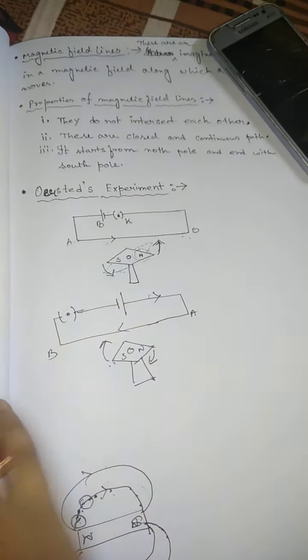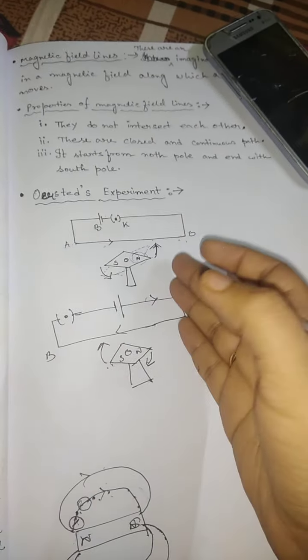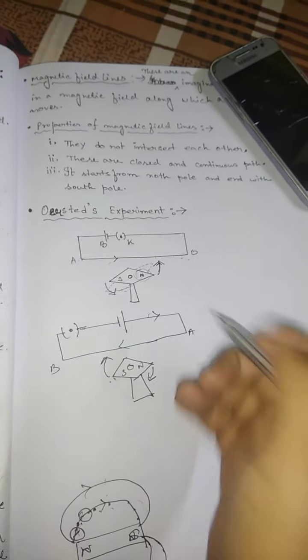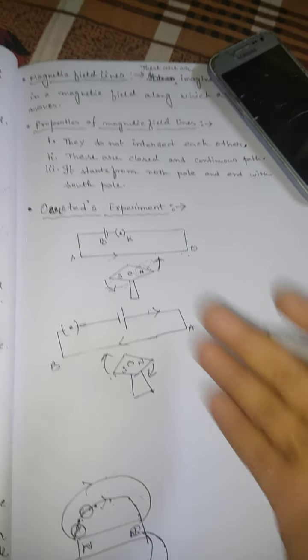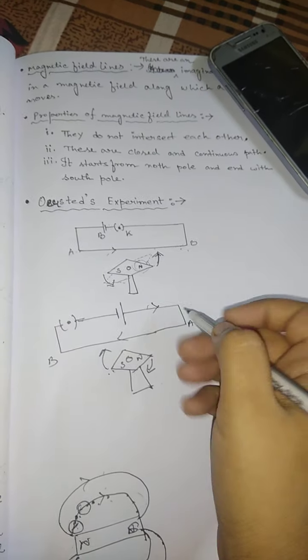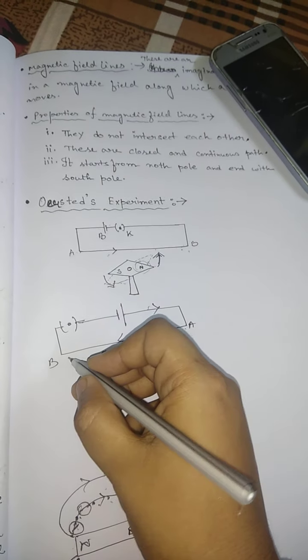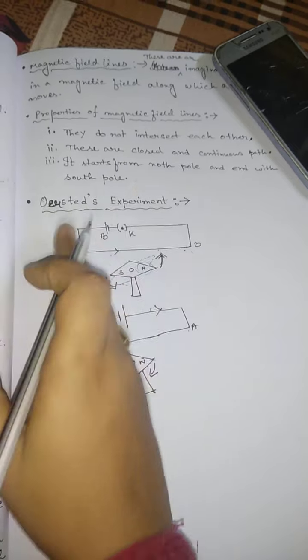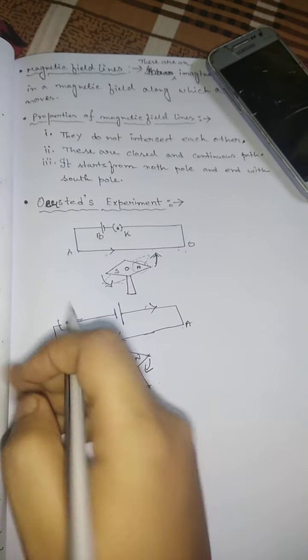He also did another experiment, just the reverse of this one, changing the direction of the electric current. This was A to B on this side. Now the A point is on this side and the B point on this side. That means the first time it was left to right, now it is right to left.